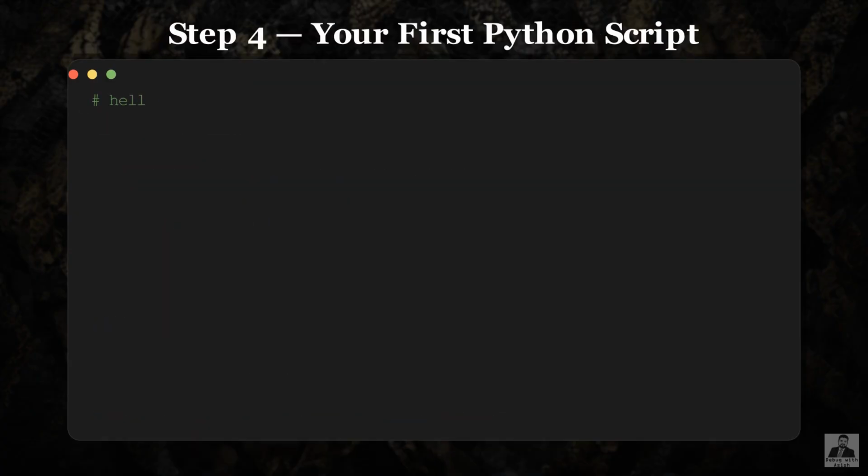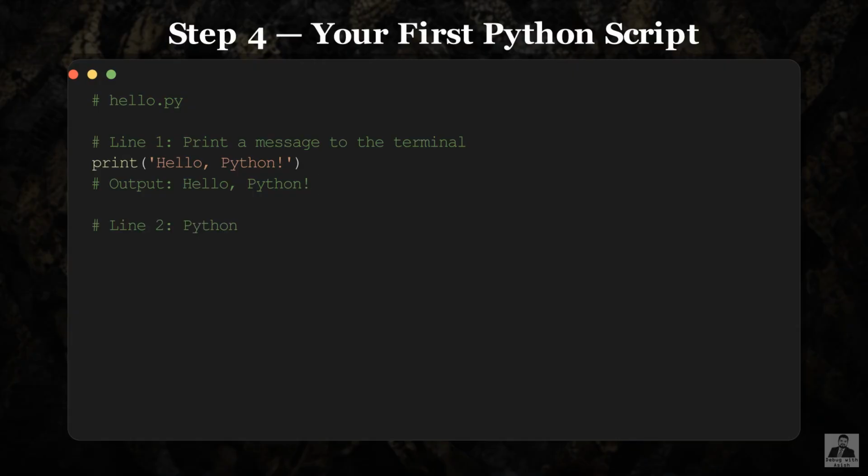Now, let us write your first script. The print function takes whatever you place inside it and outputs it to the terminal. On the first line, we pass a string, which is text wrapped in quotes. Python prints it exactly as written. On the second line, we pass a math expression. Python evaluates it first and then prints the result, which is 5.